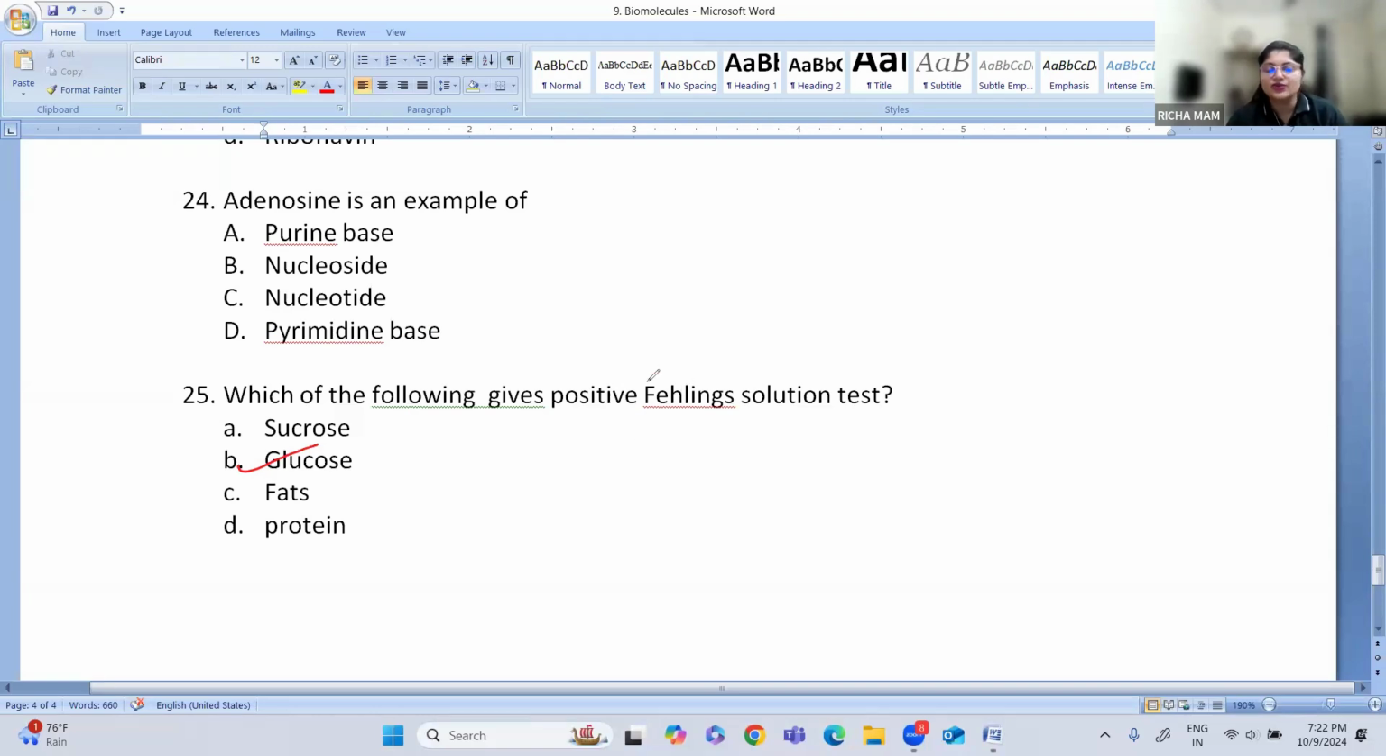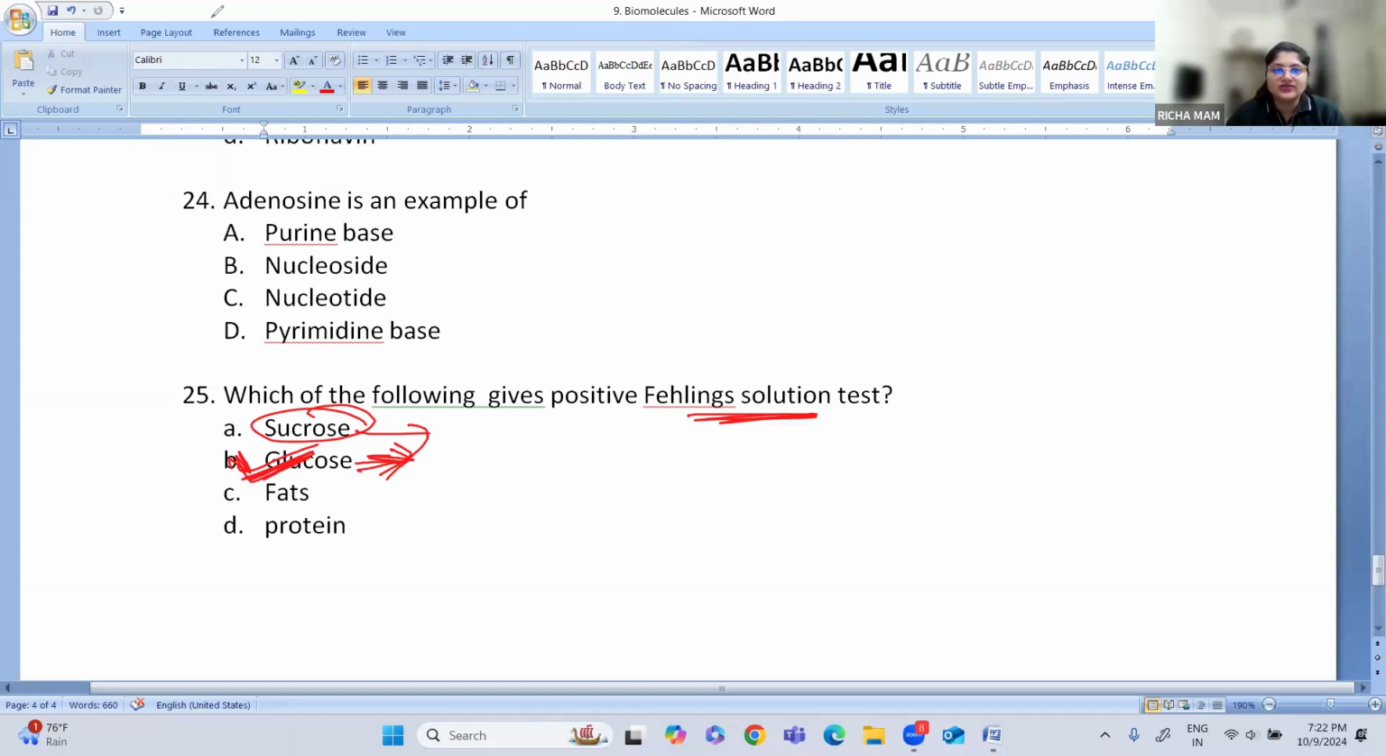So Fehling's test, it is given by what? It is given by aldehydes. In sucrose, as we know, there is no free aldehyde group. In glucose, there is a free open structure, and the aldehyde is free. So yes, it is option number B.